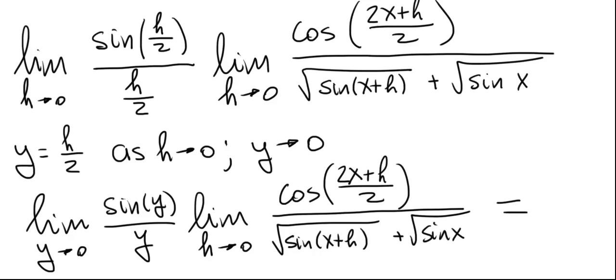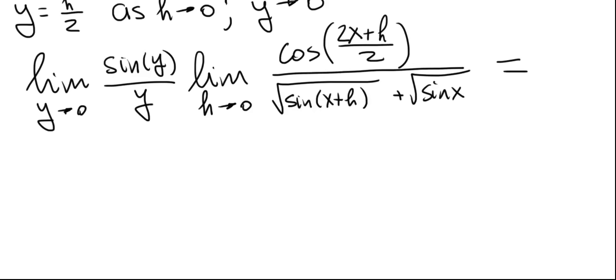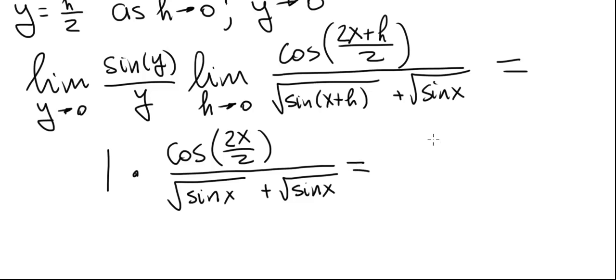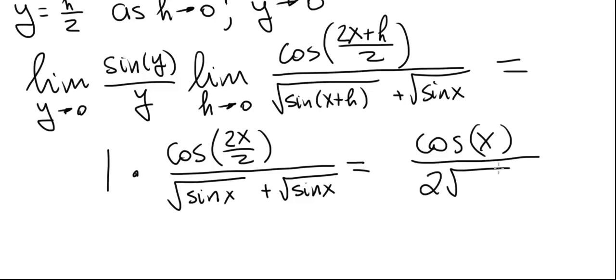So now let's take the limits. The first limit is 1 times the second limit as h goes to 0. We have cosine of 2x over 2, and in the denominator as h goes to 0 we have the square root of sine x plus the square root of sine x. And when we simplify this, this becomes cosine of x divided by 2 times the square root of sine of x, which is the final answer.